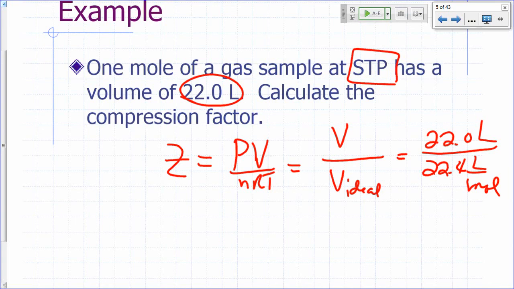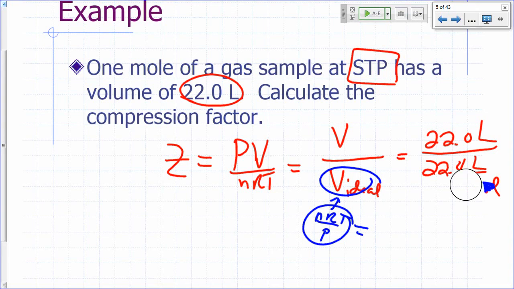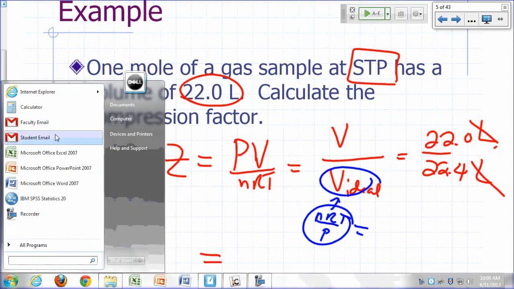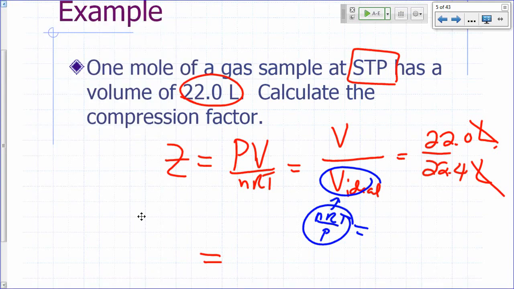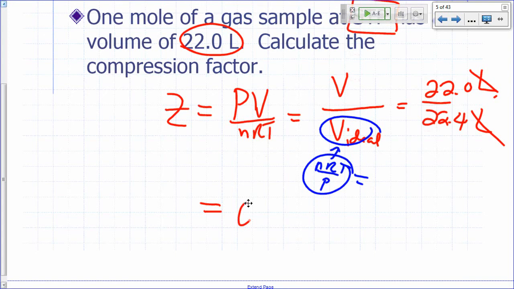Okay. So if you don't remember, you can plug in V ideal here. V ideal is nRT over P, and this will come out to be 22.4 liters. We're dealing with 1 mole, so let me get rid of that. Okay, so it's just 22.4 liters. So liter cancels out. And what's my Z then? What number would that be? 22 divided by 22.4. So that's going to be 0.982. So your compression factor, or compressibility factor, is 0.982.